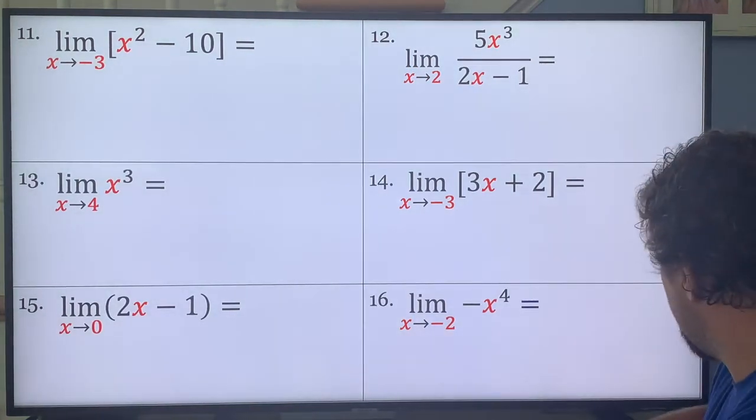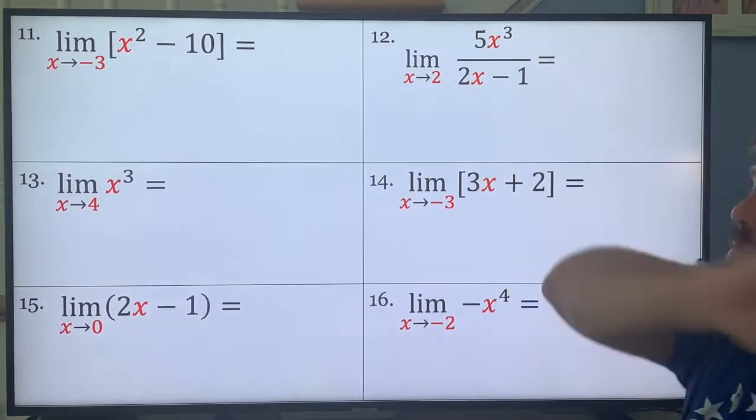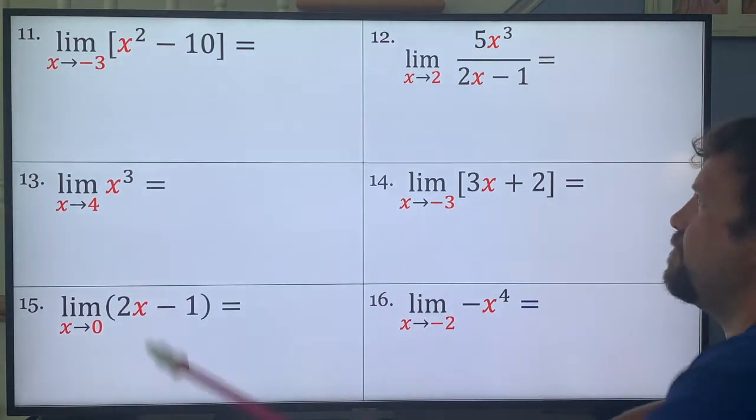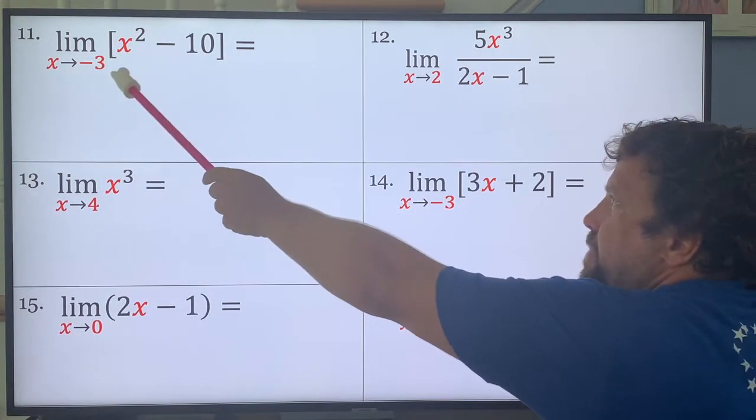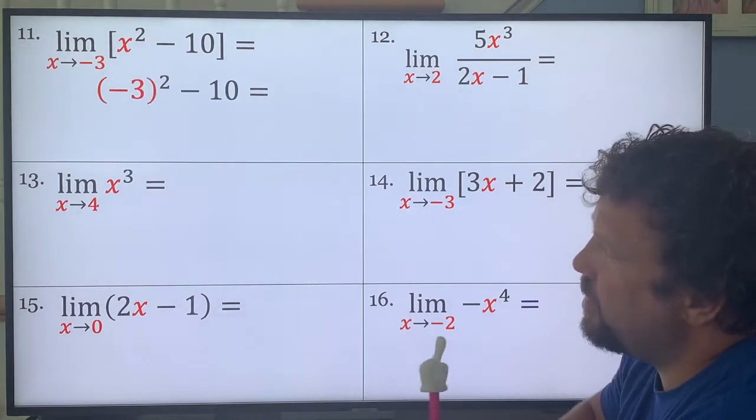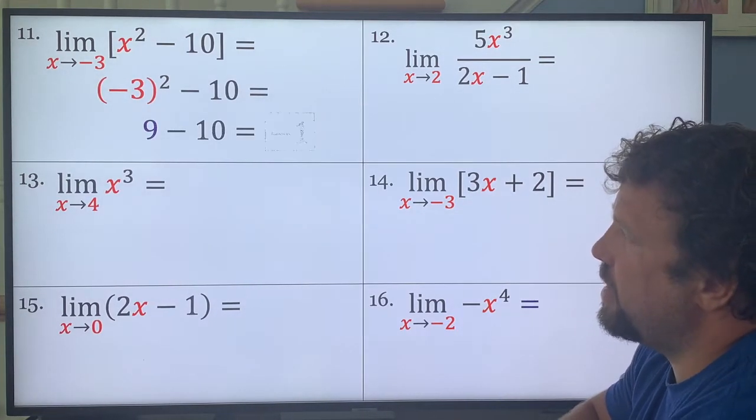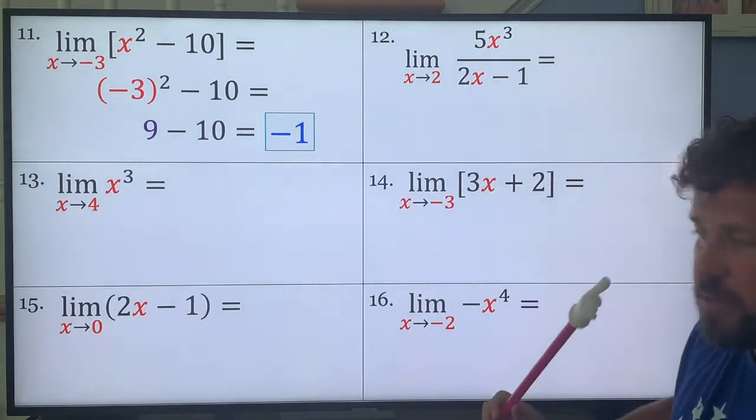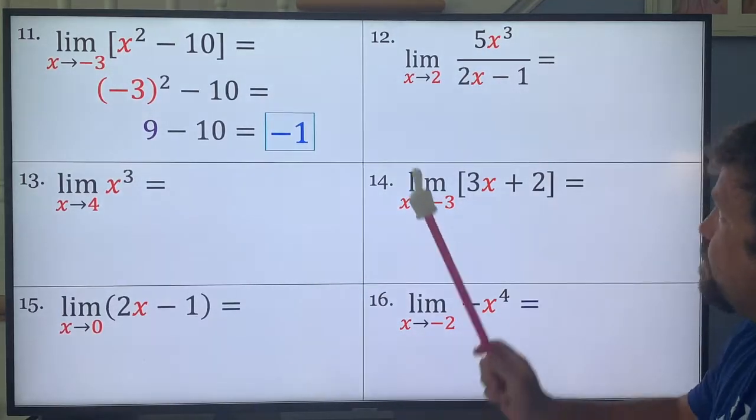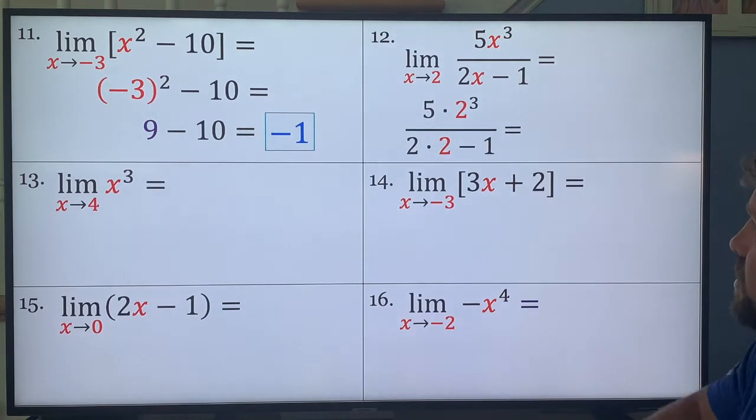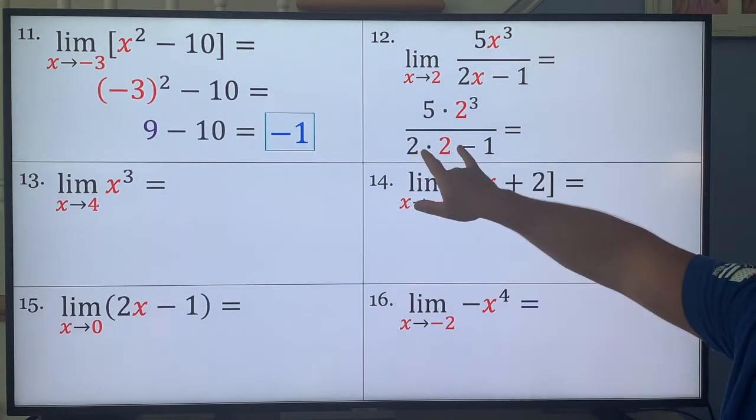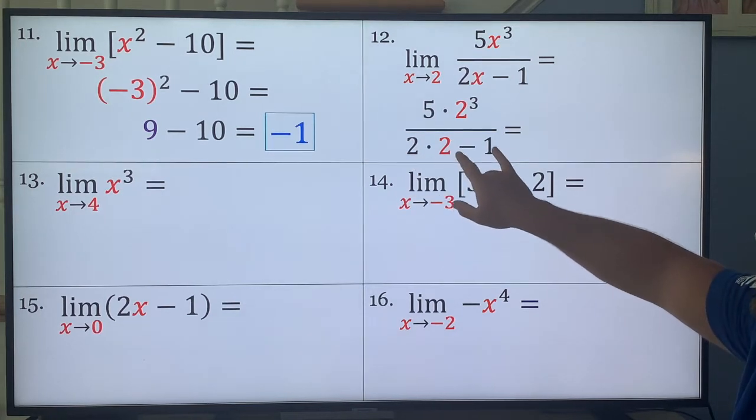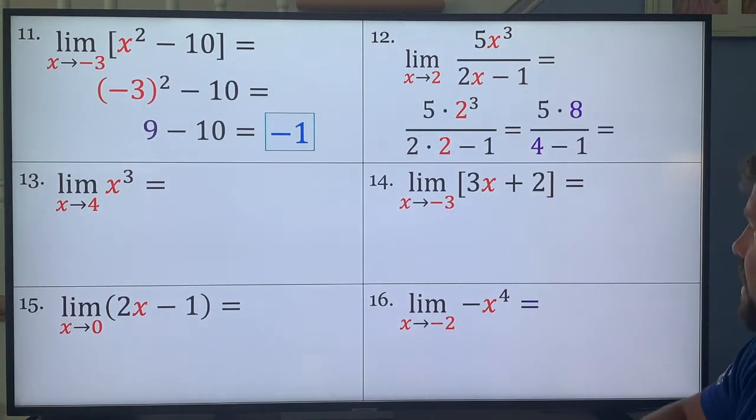Now comes the fun. Do the problems. You good? All right, 11. Negative 3 plugged in there. Negative 3 squared, 9. 9 minus 10, negative 1. And if you need more time to do this, please pause and go back. 5 times 2 cubed. 2 times 2. Remember PEMDAS: parentheses, exponents, multiplication, division, before addition and subtraction. All right, 5 times 8, 40 minus 1.